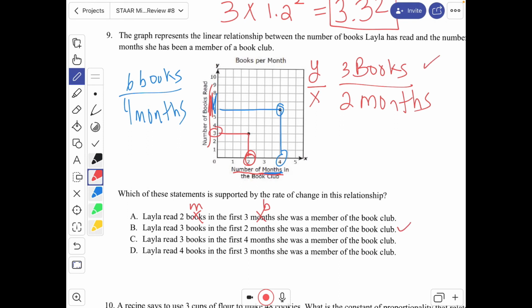The next C says 3 books in the first 4 months. No, it was 2 months. And D says Layla read 4 books in the first 3 months. Well, we could try to connect it because it says it's linear, but in 3 months, looks like it would be higher than 4. So that one's not correct either. The correct answer is B.